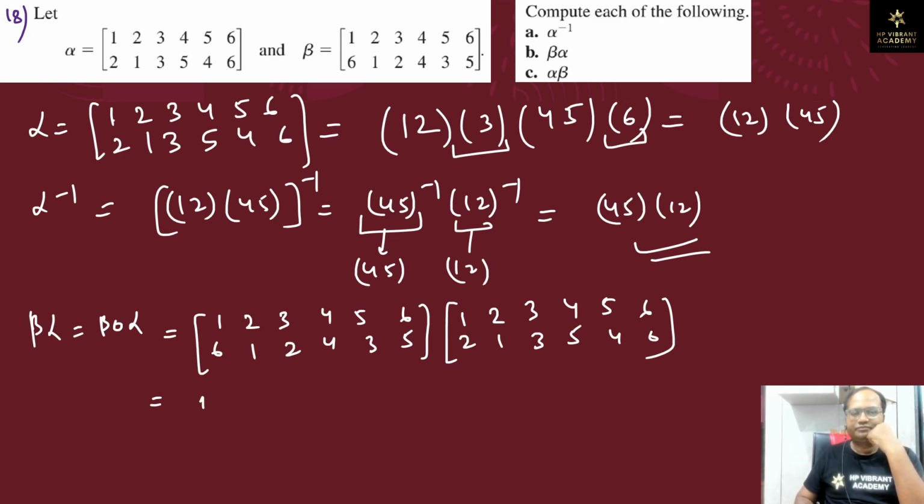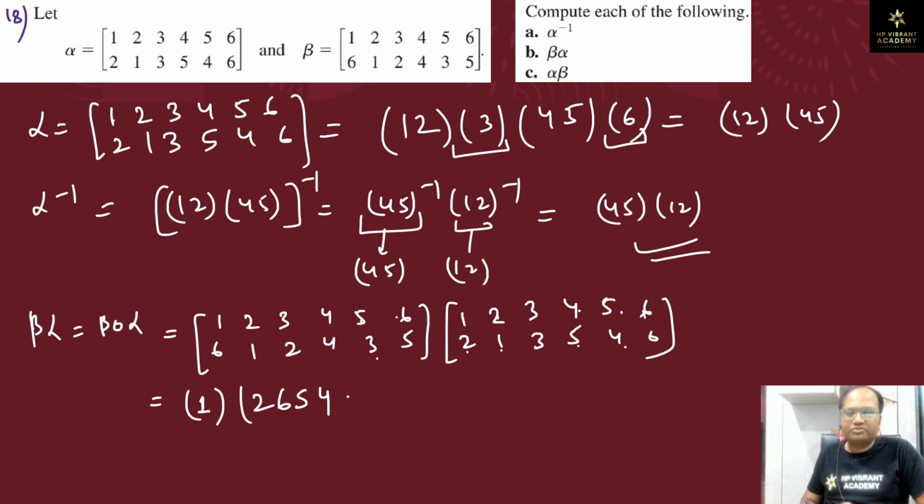So let us start from 1. So 1 goes to 2, 2 goes to 1. So this is closed. Now we have 2 goes to 1. Let us start with 2. So 2 goes to 1 and 1 goes to 6. So this is 6. Now we have 6 goes to 6 and here 6 goes to 5. This is 5. Now we have 5 goes to 4 and 4 goes to 4. So this is 4. Now we have 4 goes to 5 and 5 goes to 3. So this is 3. Now we have 3 goes to 3 and 3 goes to 2. This is closed. So 1, 2, 3, 4, 5 and 6, everything is covered. So this is equal to (2 6 5 4 3), and we can omit the 1.